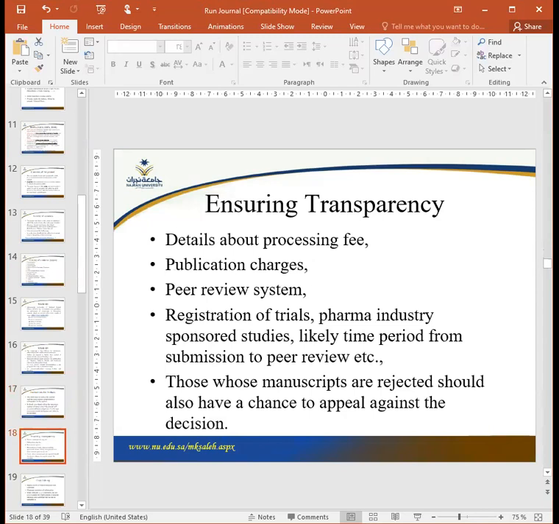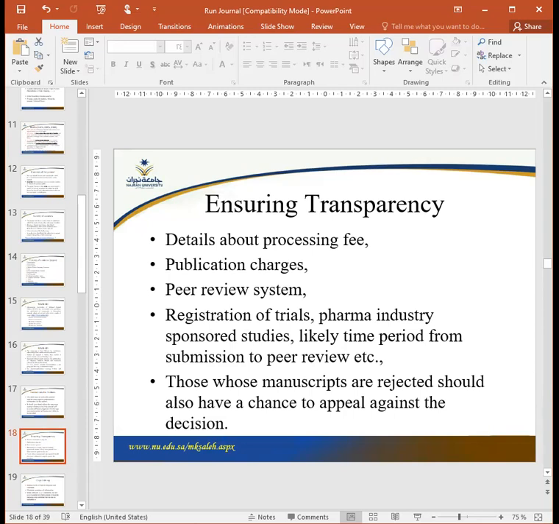Okay, ensuring transparency. Details about processing fee, if any, publication charge, peer review system, type of manuscripts accepted for publication, details about the fast tracking process of manuscripts, registration of trial, pharma industry sponsored study, and lifetime period from submission to peer review, etc. must be clearly mentioned in the instructions, ensuring transparency. There should be no hidden charge.